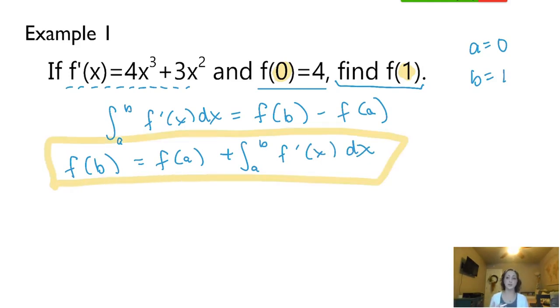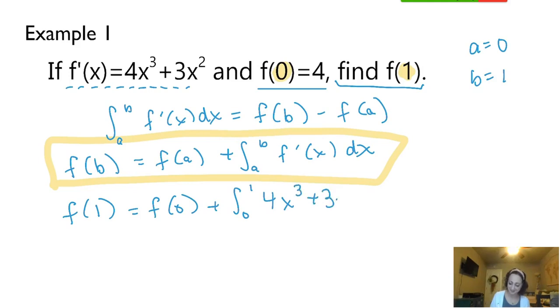And now let's go ahead and plug in our a, our b, and our f prime. So jump with me from here. So I've got f of, what was b? 1, which is what I'm looking for, so that's good, equals f of, what was a? 0, plus the integral from 0 to 1 of f prime, which is going to be, let's plug that in, 4x cubed plus 3x squared dx.